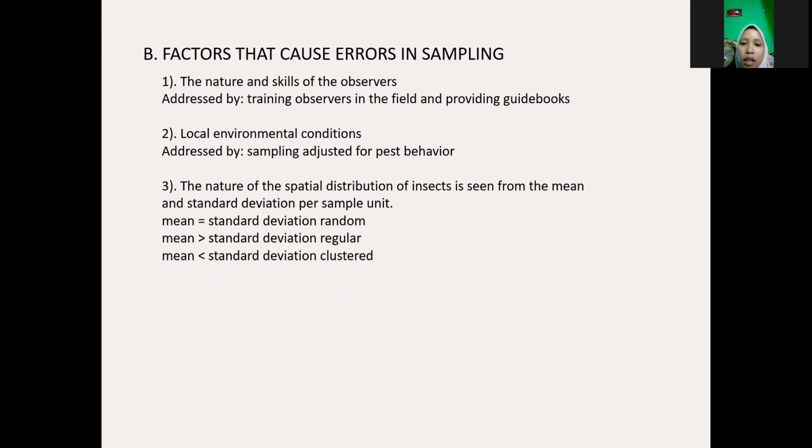Number three is the nature of the spatial distribution of insects, seen from the mean and standard deviation per sample unit. Mean together with standard deviation is random; mean greater than standard deviation is regular; mean smaller than standard deviation is clustered.